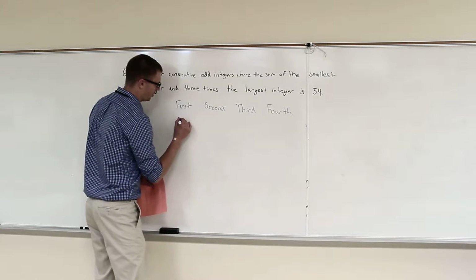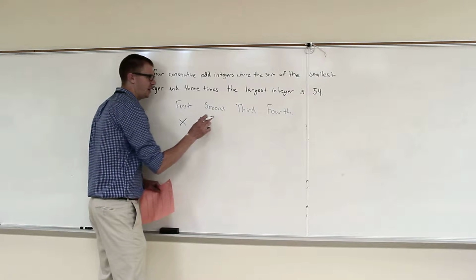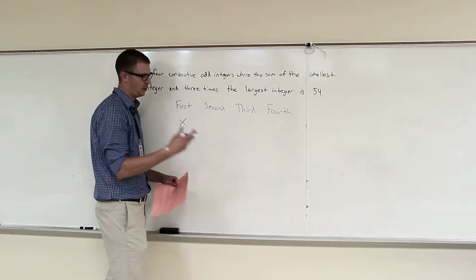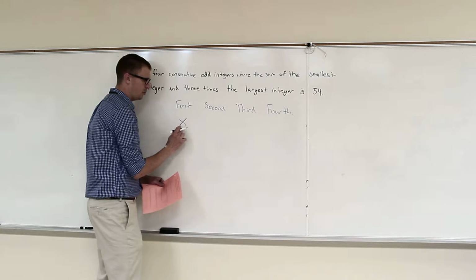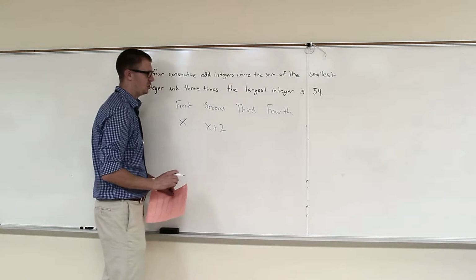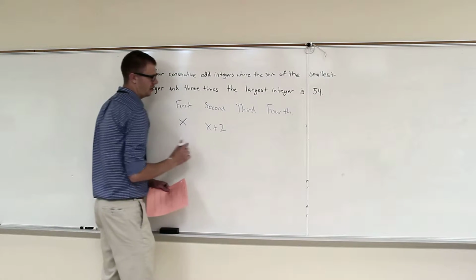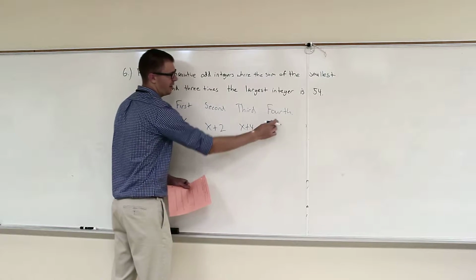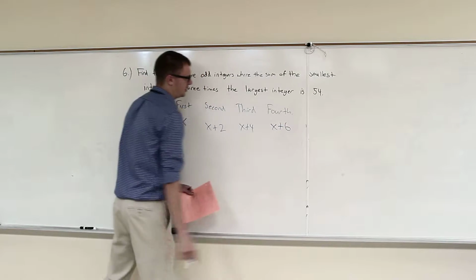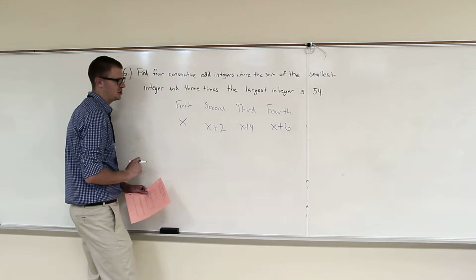We learned to represent our first integer with an x, and then we want to think how much bigger is our second odd integer. If you think of 2 odd integers in a row, like 11 and 13, that second integer is always 2 bigger than your first. How much bigger is the next odd integer? 11, 13, 15. This one's always 4 bigger than the first one. And the last one would be 6 units bigger than the first. So this is a way to represent 4 odd numbers in a row with an x as that first number.